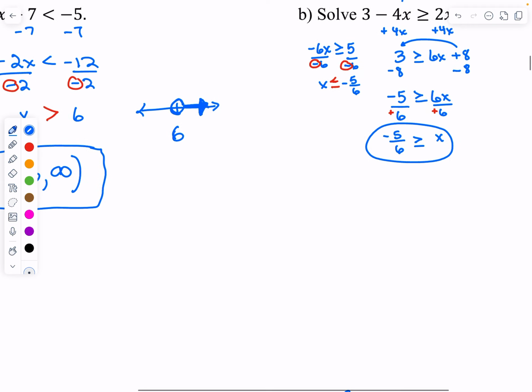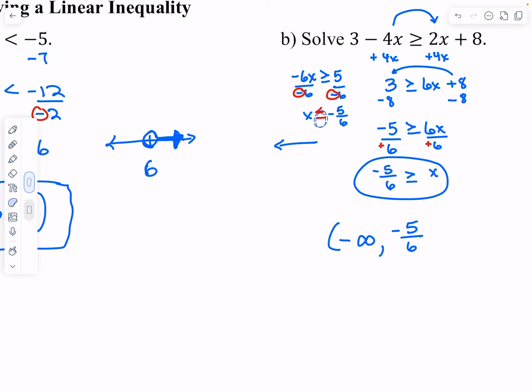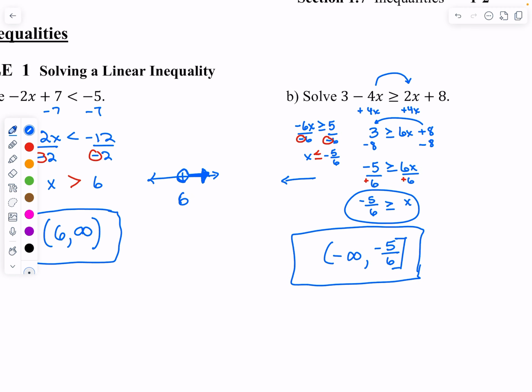Over here, if it's written with the X on the right hand side, I usually do my little choo-choo train and put it on the left hand side. When it's on the left hand side, notice that it's going to shade this direction. So it's going to be from negative infinity all the way up to negative 5/6. And notice that my 5/6 has an equal mark, so it's going to get a bracket. So this would be my interval notation answer.